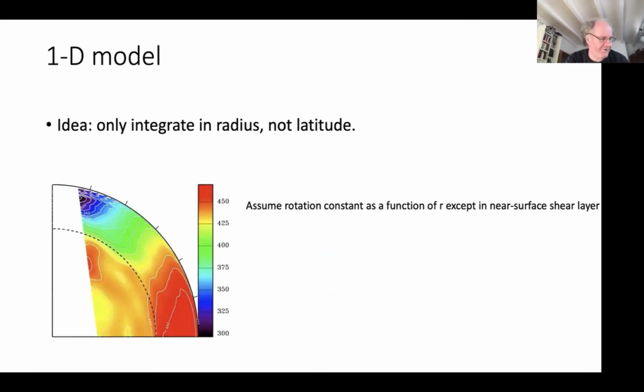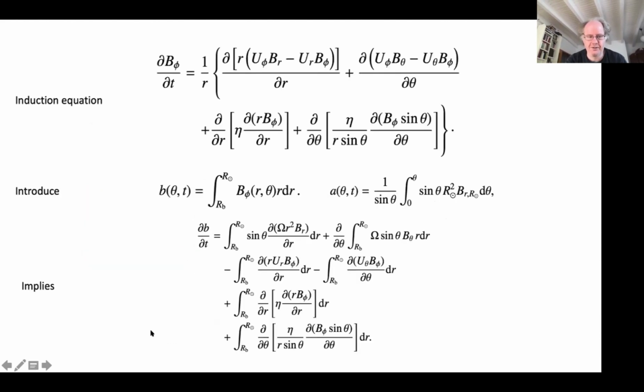So now I want to move on to the 1D representation of this problem. In the 1D problem, we have to make a few assumptions. Based upon the observations from Jasper, we're going to assume the differential rotation is constant as a function of radius, except in this near-surface shear layer, and that everything is restricted to within the convection zone.